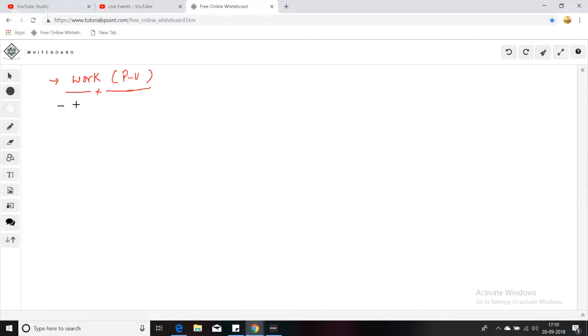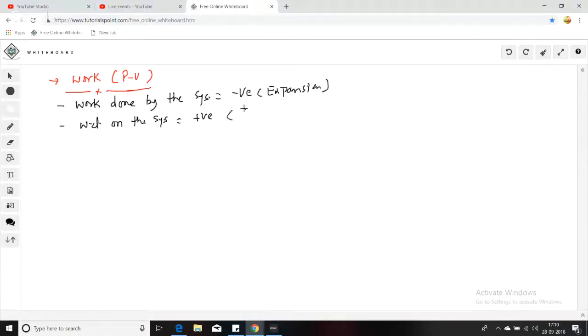Work done by the system is always negative. Work done on the system is always positive. Whenever the system does work, expansion takes place. These few things you must remember. When we do work on the system, compression takes place and volume decreases.